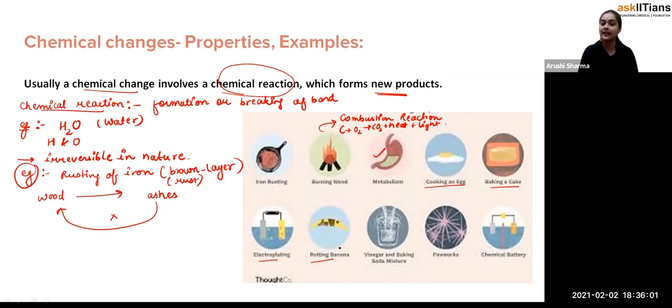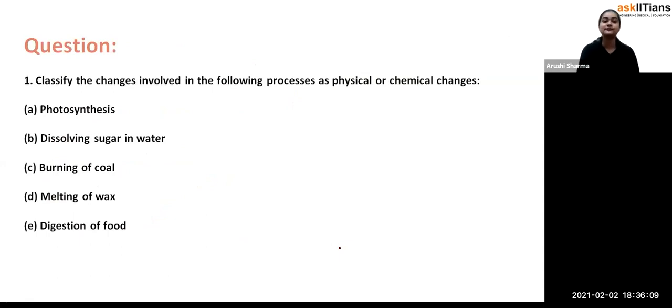So physical and chemical change, and we have seen their properties and their examples as well. Fine. Now this is one question for you. What we have to do is classify the changes involved in the following processes as physical change or chemical change. So we have to see which of the changes are chemical changes and which are physical changes. We have to see whether the physical state is changing or the chemical composition is changing, or what else we can see here, any other factor, whether it is reversible or irreversible.